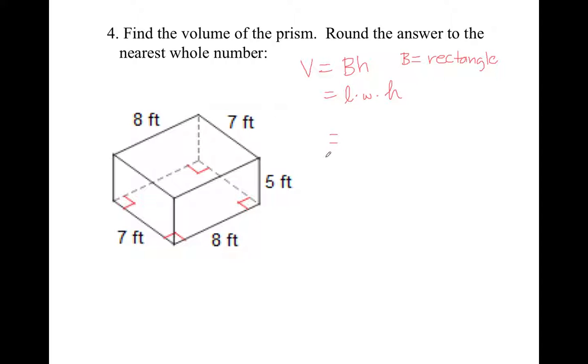Well, if we notice what represents my length, my length can be 7. My width can be 8. And then the height can be 5. And so when we take those numbers and multiply them together, notice we get 280. And remember, you have to put the unit feet cubed.